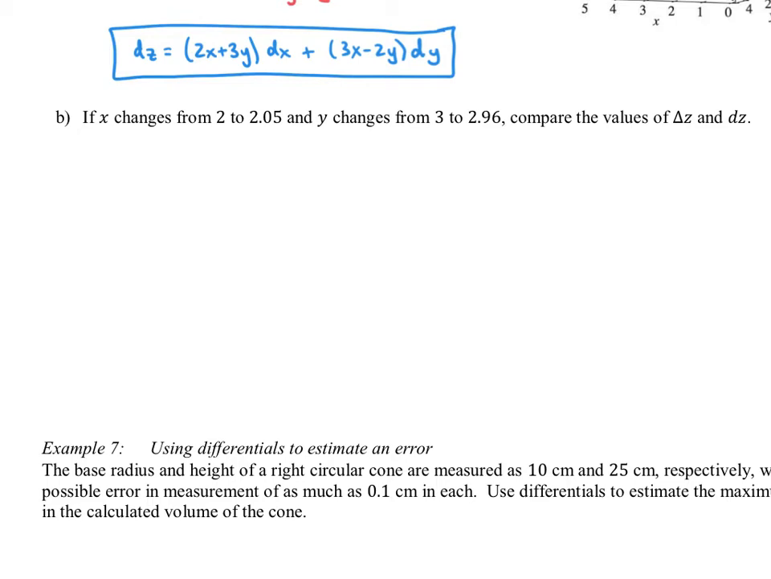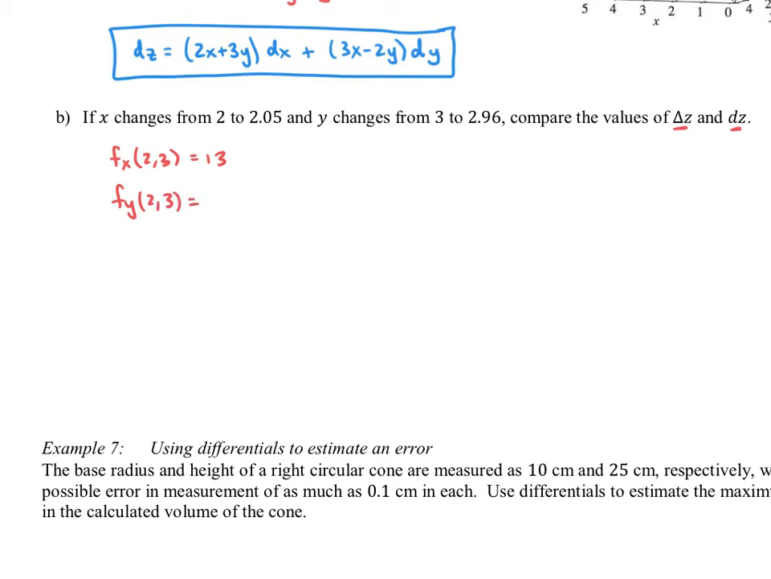So we have x changing from 2 to 2.05 and y changing from 3 to 2.96. Compare the values of the actual delta z with the approximate dz, or the increment delta z with the differential dz. Okay, so we're going to take our formula that we have there. We do need to know the partial derivative evaluated at the point at which the tangent line touches, which is 2, 3. That one is going to be 4 plus 9, so that's going to be 13. And then we have the partial with respect to y, which is 2, 3.